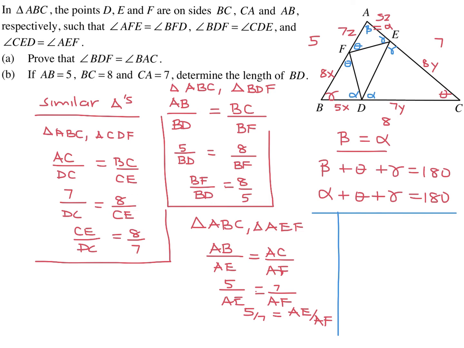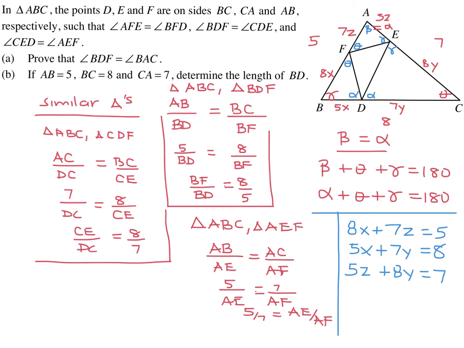That side is going to give me 8x plus 7z is equal to 5, correct? Because that's our whole side length is 5. This over here gives me that 5x plus 7y is equal to 8. And then finally that side gives me that 5z plus, or rather 8y I should say, is equal to 7. And there you go.